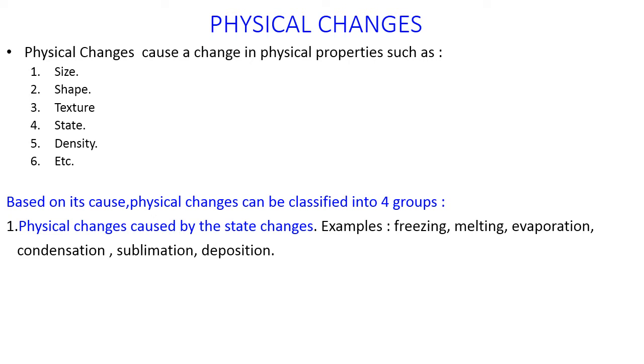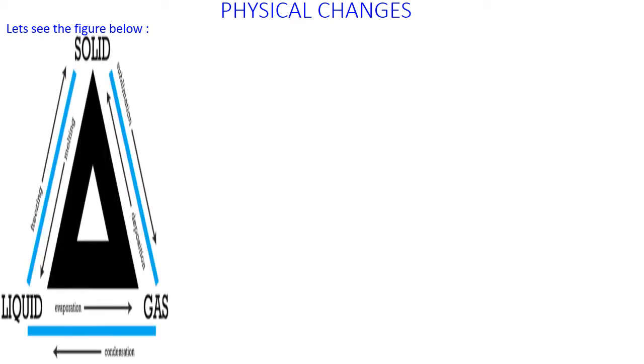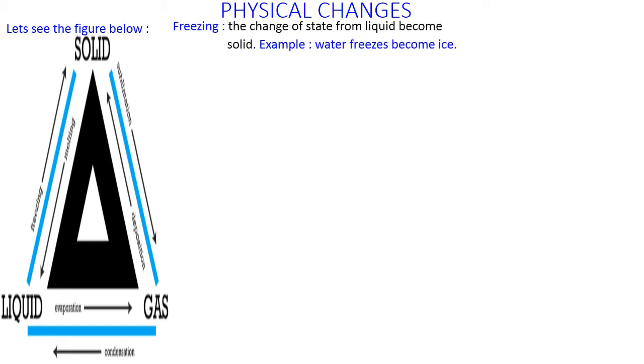The first group is physical changes caused by the state change. Examples: freezing, melting, evaporation, condensation, sublimation, deposition. To understand the state change, let's see the figure of diagram below. From the diagram, we can see that freezing is the change of state from liquid become solid. The example is water freezes become ice.